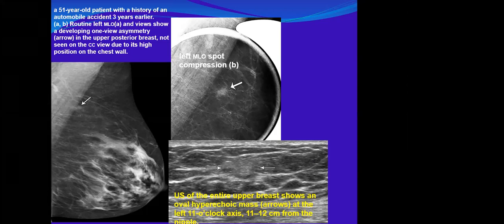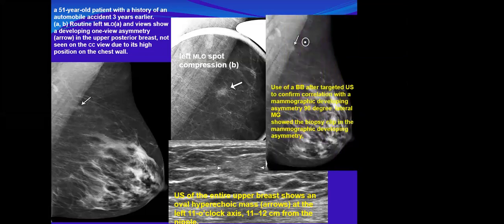Indistinct hyperechoic mass. The history and appearance suggest fat necrosis, but I will go for either follow-up or biopsy, since it is not very typical, or I will go for MRI to confirm that it contains fat. But I think they had done biopsy after targeted ultrasound to confirm correlation with the mammographic asymmetry. The 90-degree view showed the biopsy clip.